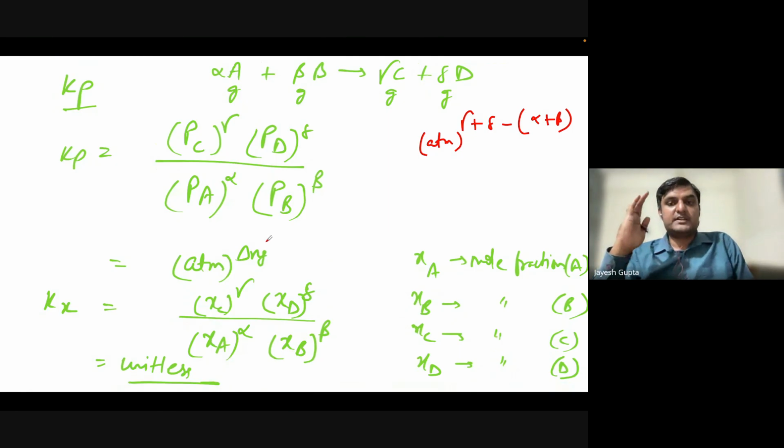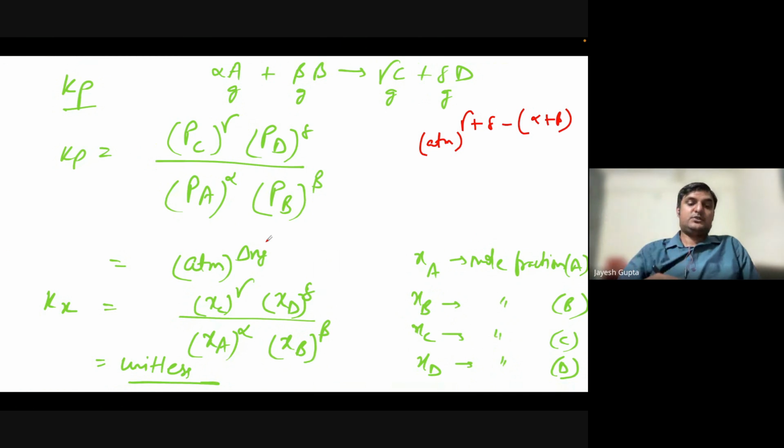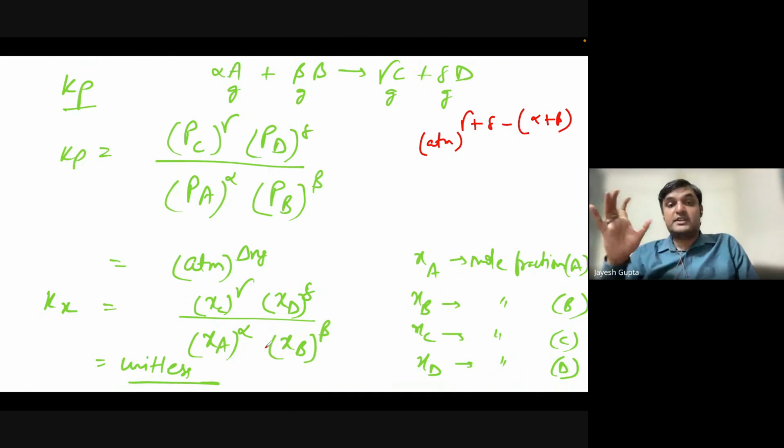So you can write mole fraction of C to the power gamma multiplied by mole fraction of D to the power delta, divided by mole fraction of A to the power alpha into mole fraction of B to the power beta. So you can see I have written the product of mole fractions of products in the numerator raised to the power of their coefficients, and in the denominator I have written the product of mole fractions of reactants raised to the power of their coefficients.